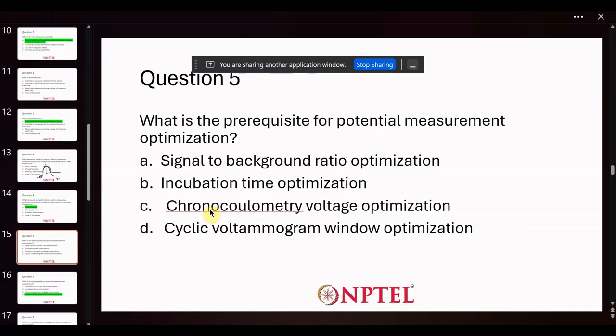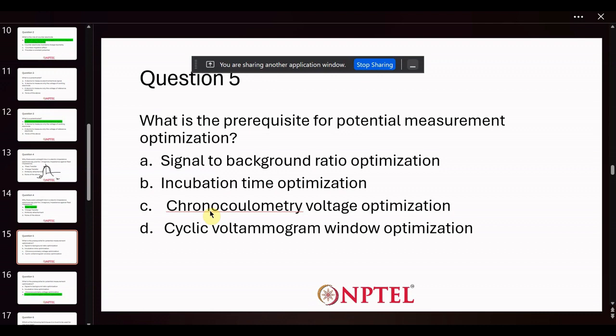So moving to the fifth question, what is the prerequisite for potential measurement optimization? Signal to background ratio optimization, incubation time optimization, colorimetry, voltage optimization, cyclic voltammetry, voltammogram window optimization. So signal to background ratio optimization is very important. Basically that is how you get a good signal, but that is not something related to potential measurement. That is mainly the basis of the signal measurement.